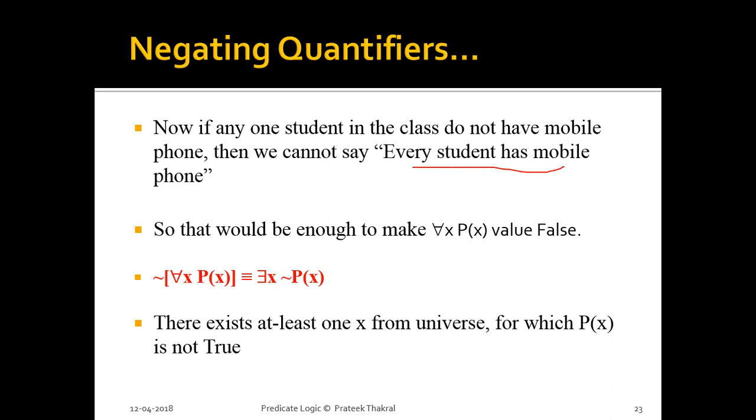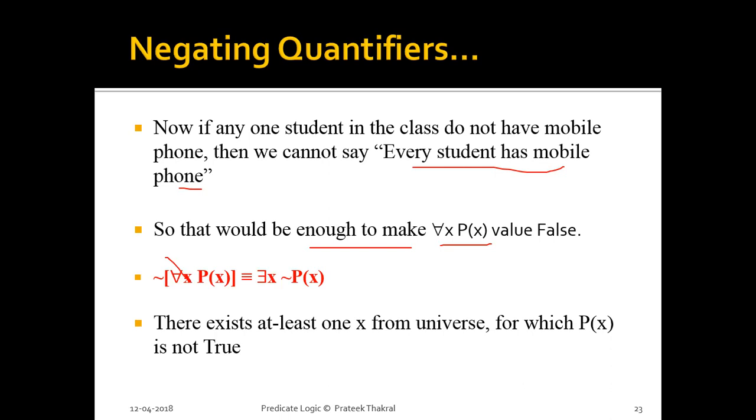So what is the overall conclusion? Out of all possible x values, if only one value does not satisfy the predicate, then the overall universal quantifier becomes false. That is enough to make the value of for all x P(x) false. So indirectly we can say the negation of the universal quantifier is equivalent to for some x, negation of P(x).